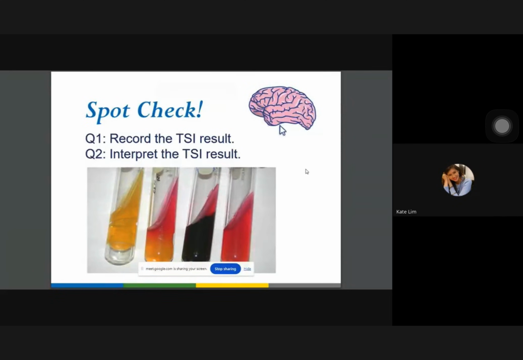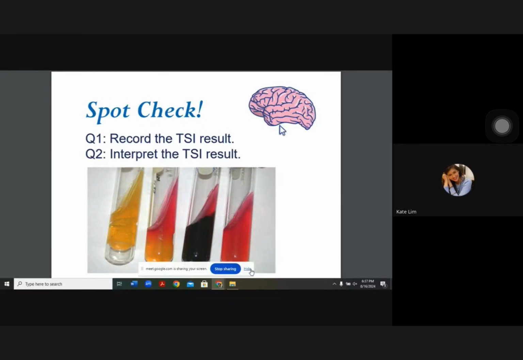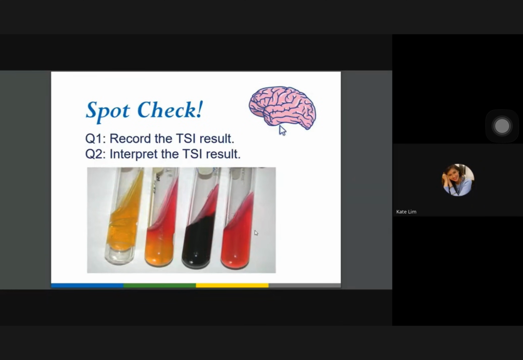All right, so before we start our next bacteria, let's just review first the basic concepts of our TSI. So here on your screen, we have test tubes. Let's learn how to record the result and interpret the result as well.